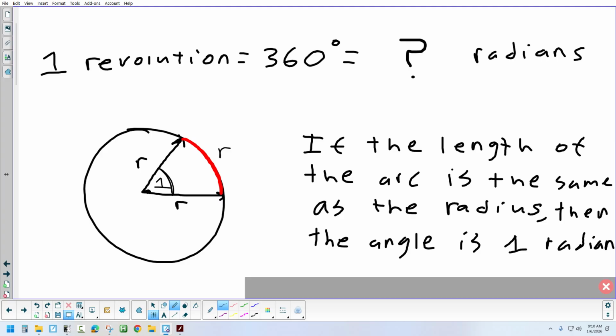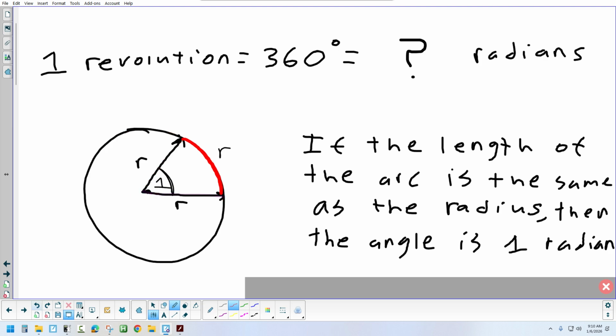So that's something you can kind of visualize in your head. If you make the length of this arc bigger than the radius, so let's say you drew it like this. Now if you made this arc in red a lot bigger than that radius right there, you don't have a picture of 1 radian anymore. You've got a picture of something that's a lot bigger than 1 radian.